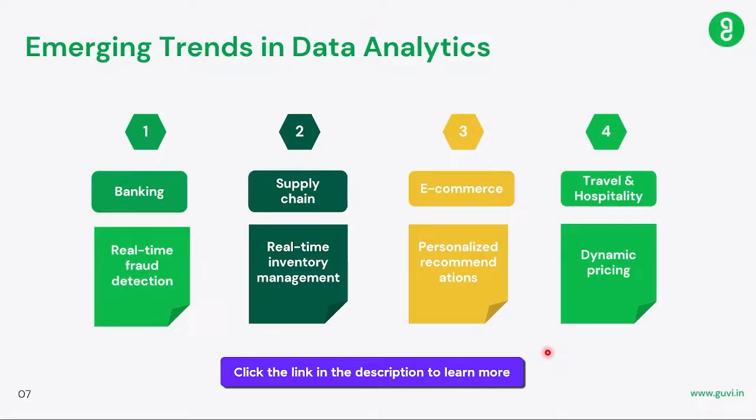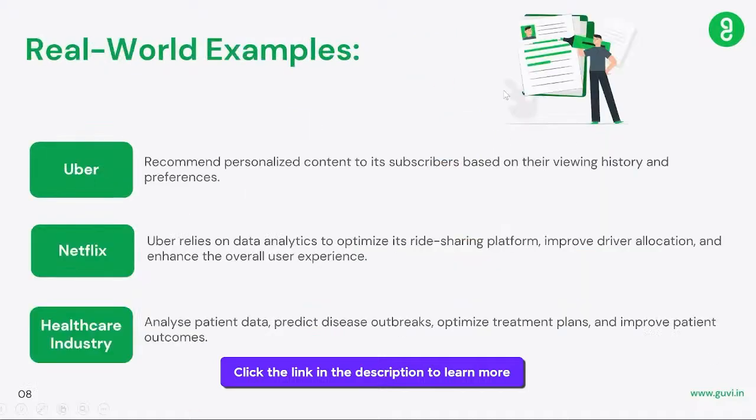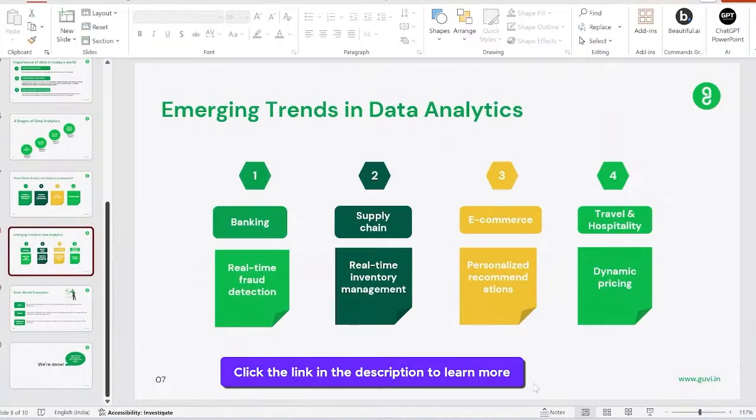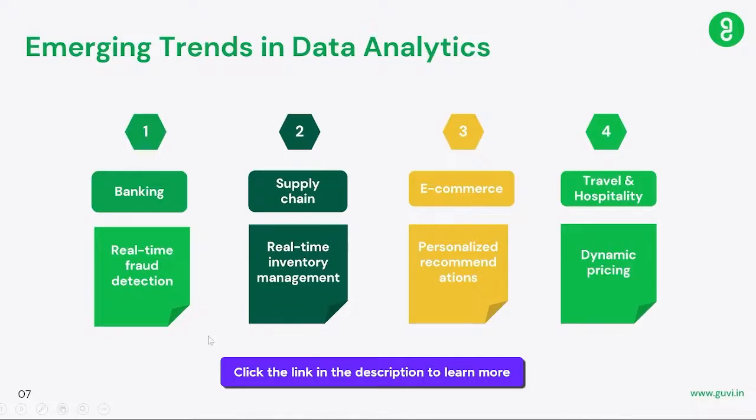And next, coming to the emerging trends in data analytics. Let's take a few examples or case studies in industries and understand the different emerging trends in data analytics. Let's take four important top sectors: banking, supply chain, e-commerce, travel and hospitality. We'll also discuss various other industries in forthcoming sessions.